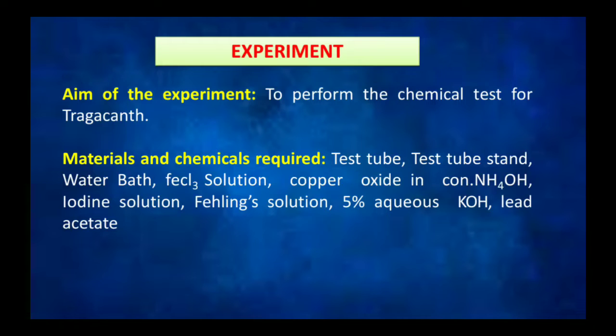What are the different materials and chemicals required for the experiment? Those are the test tube stand, water bath for heating purpose, ferric chloride solution, copper oxide, concentrated ammonium hydroxide, iodine solution, Fehling solution, 5% aqueous potassium hydroxide solution and lead acetate.